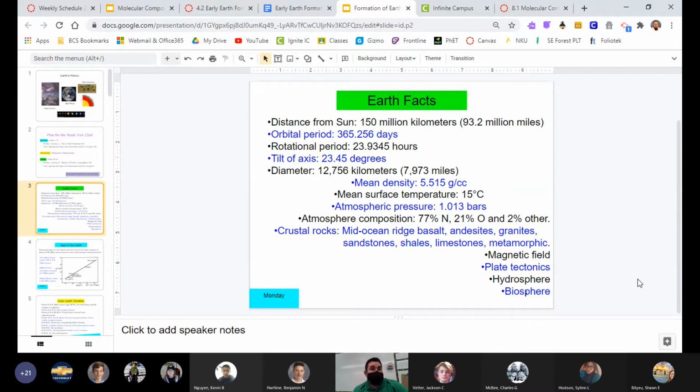So just real quick, I'm not going to go over all of this, but I just want to talk about some basic Earth facts that you might not be aware of. Earth, as you know, is the third planet from the sun. The distance from the sun is approximately 93 million miles. That was one of the Who Wants to Be a Millionaire? $1 million questions, the distance from the Earth to the sun, about 93 million miles.